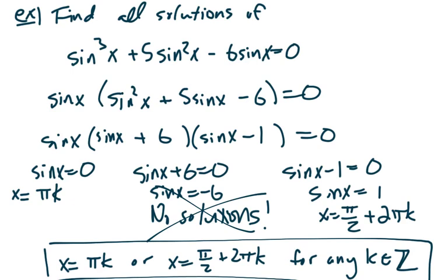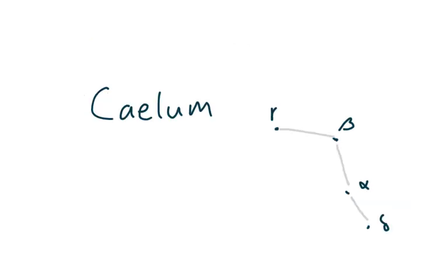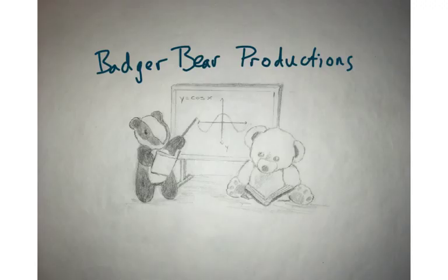Yay! So we're done. The constellation of the day is Caelum, which is the engraver's chisel, unrelated to the Latin word for caelum, heavens, sky, cool, right? Totally different word. And this has been a Badger Bear production.